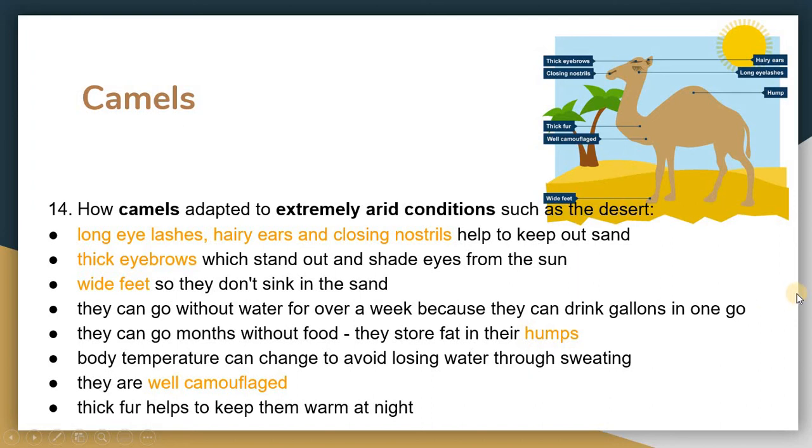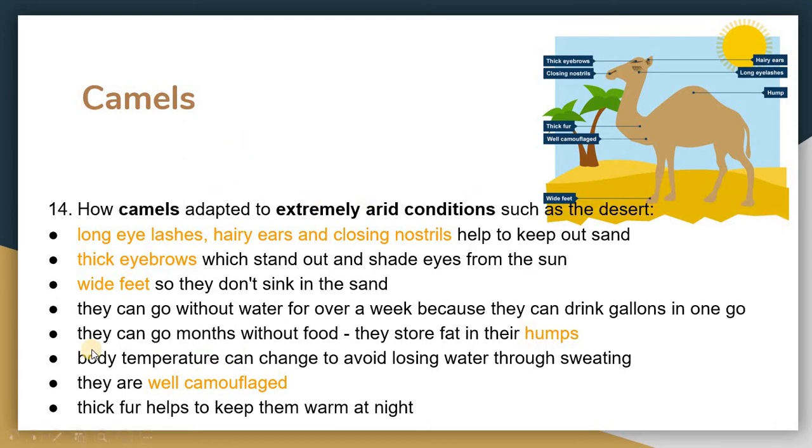And a camel can go months without food, so they can store fat in their humps. Right, so this is the hump. Fat is actually a source of energy. There's something called glycogen. You're not going to learn that in this class yet, but yes, fat actually is a source of energy to help keep the animal going and survive in such a tough condition.